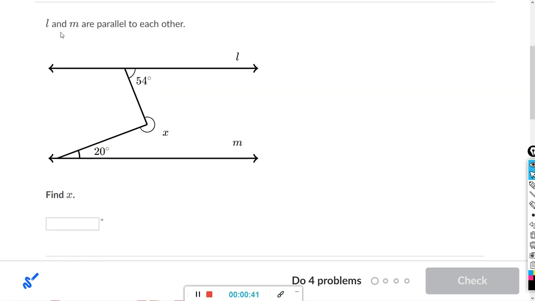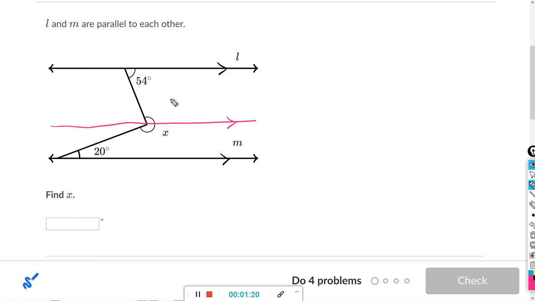So here it's written that L and M are parallel to each other, and they want us to solve for X. I am going to mark line L and M parallel to each other, and we want to solve for X right here. What we need to do is make an additional line that's parallel to these two. So I'm just going to draw a line in here, and I'm going to make it parallel to these two lines.